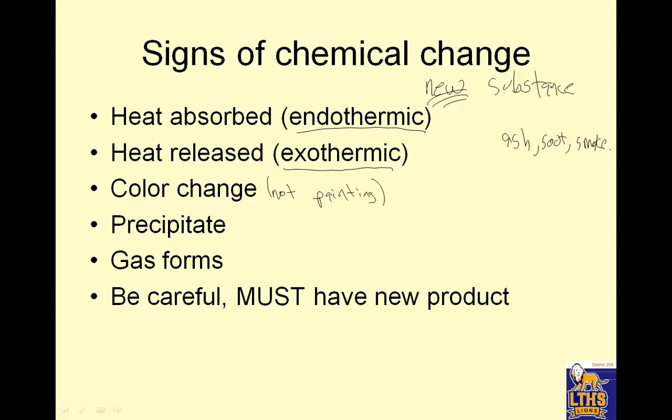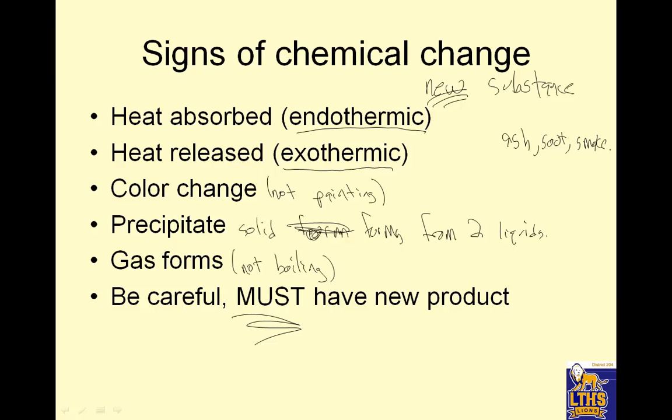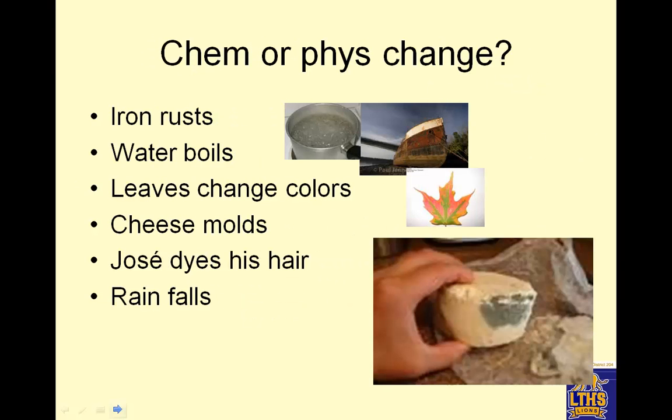All right. Precipitate is where a solid forms from two liquids. And if a gas forms, by the way, a gas forms, but it cannot be boiling. All right, boiling forms gases, but not the same. Be careful, you must have a new product. That's why I told you how these guys can be trick questions. There's my trick questions. Be ready for them.